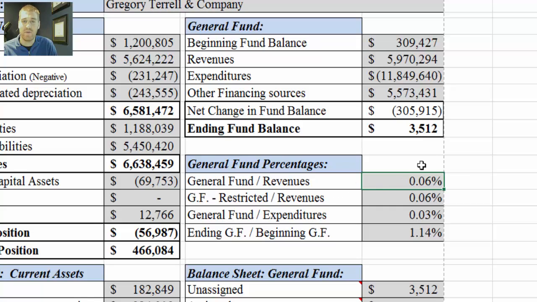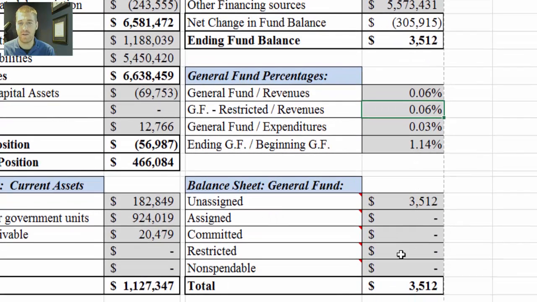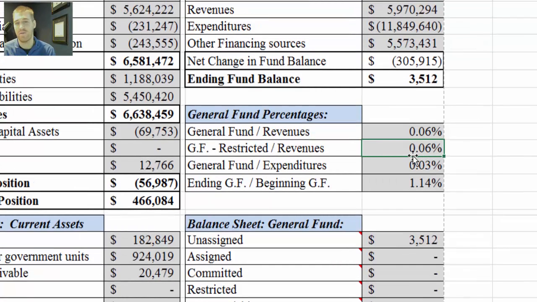Below that we have a couple calculations that are based off of this information. General fund divided by revenue takes the ending general fund and divides it by the total revenues. This is barely above zero because the general fund is barely above zero. So the general fund had a large decline. We'll get into that in more detail as we move down the sheet too. This calculation is ending general fund, less restricted. So if there's a restricted amount down here, it would subtract that and then divide it by revenues.